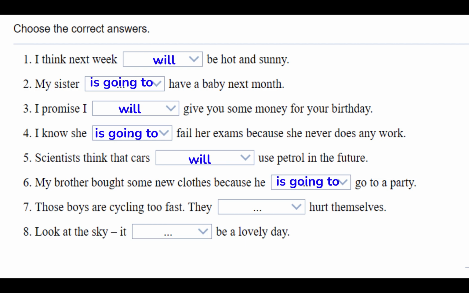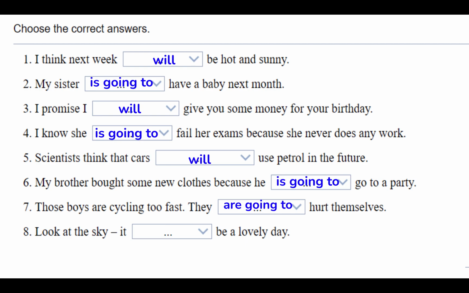Those boys are cycling too fast. They hurt themselves. What would you say? Those boys are cycling too fast. They are going to hurt themselves. We have clear evidence. We can see now what is certain to happen next.